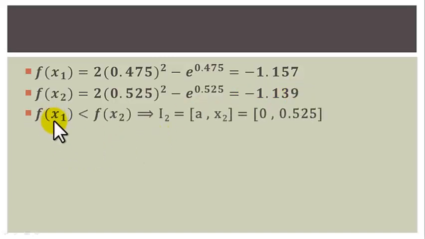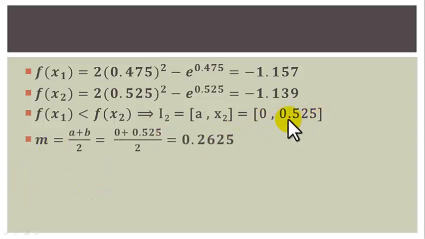Observe that f of x1 is strictly less than f of x2. So this implies that our second interval of uncertainty, I2, is from A to x2. Remember, our A is 0 and our x2 is the point 0.525. So this will be our second interval of uncertainty.